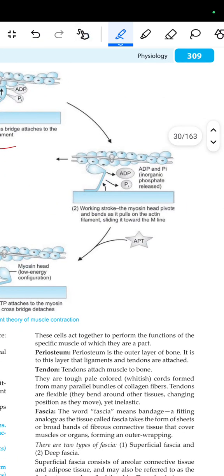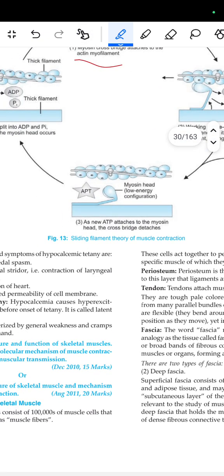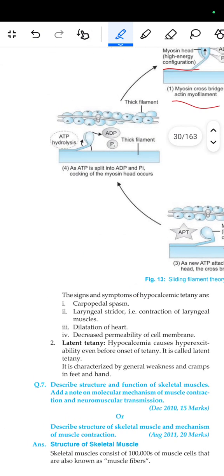The myosin head pivots and bends as it pulls on the actin filament, sliding it toward the M line. ADP and the Pi, inorganic phosphate released. As the new ATP attached to the myosin head, the cross bridge detaches. Myosin head low energy configuration and ATP. As the ATP is split into the ADP and the Pi, cocking of the myosin head occurs. Thick filament and ATP hydrolysis.